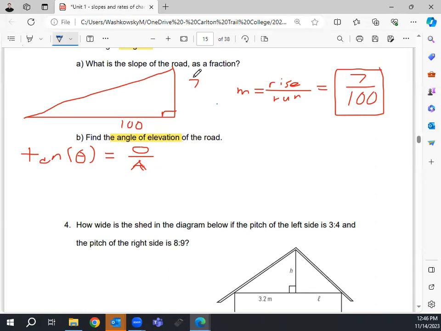Which one of these is my hypotenuse? 7, 10, 100 or blank? Blank, right? Because it's opposite of that right angle. Now, which one of these is my opposite? It would be 7. So it would be 7.